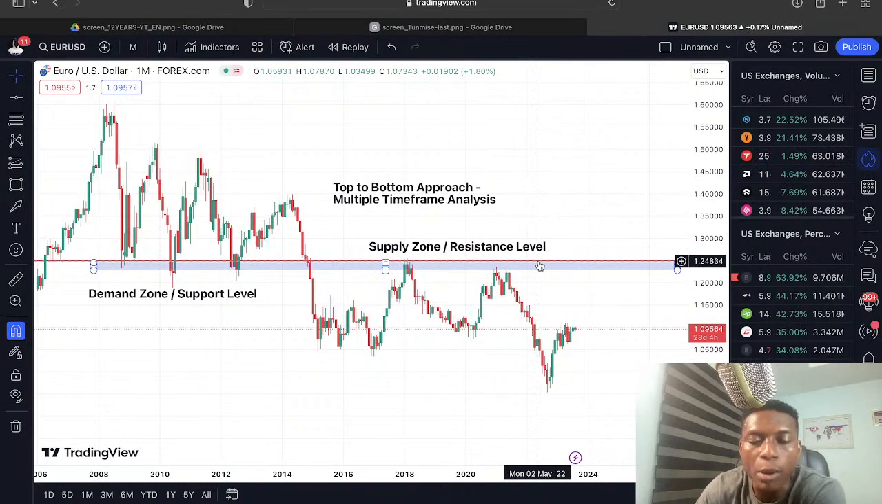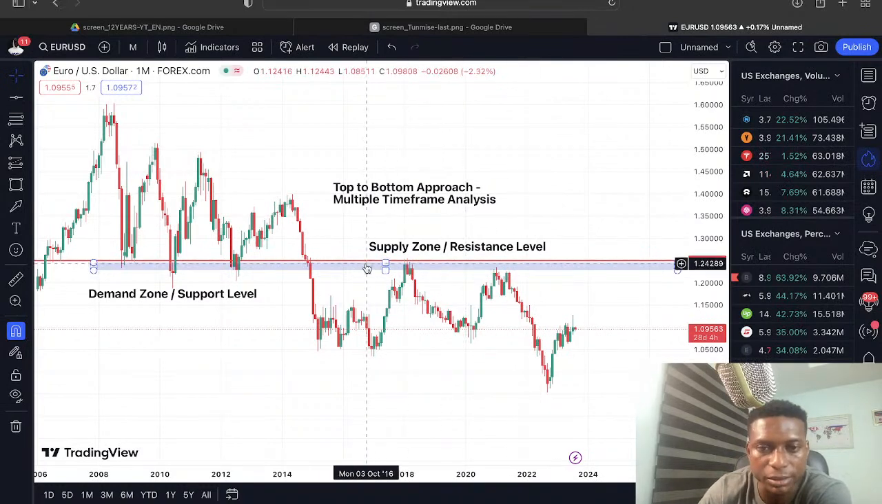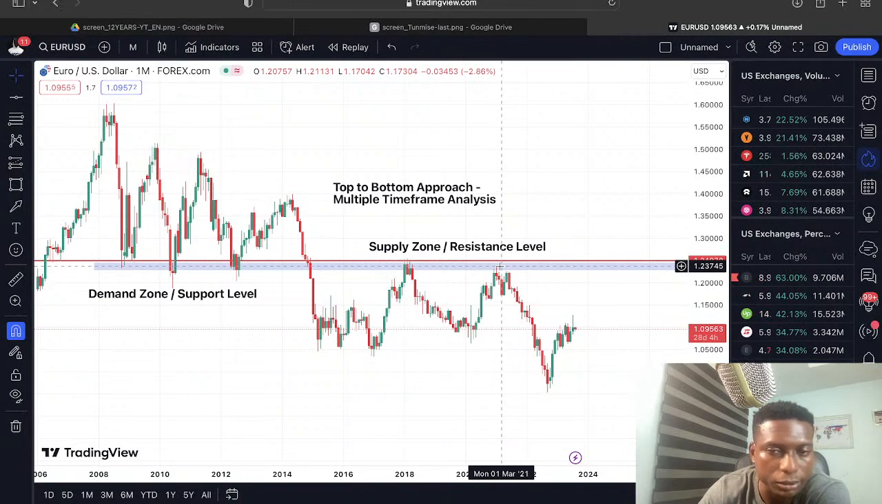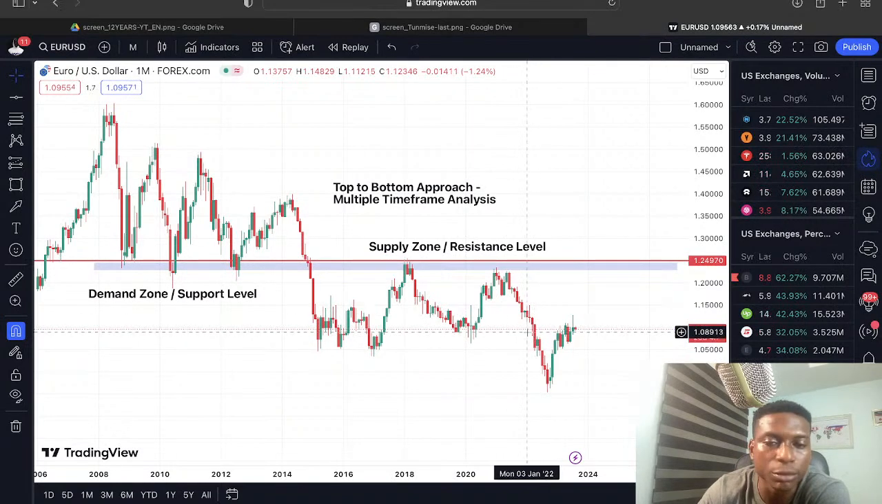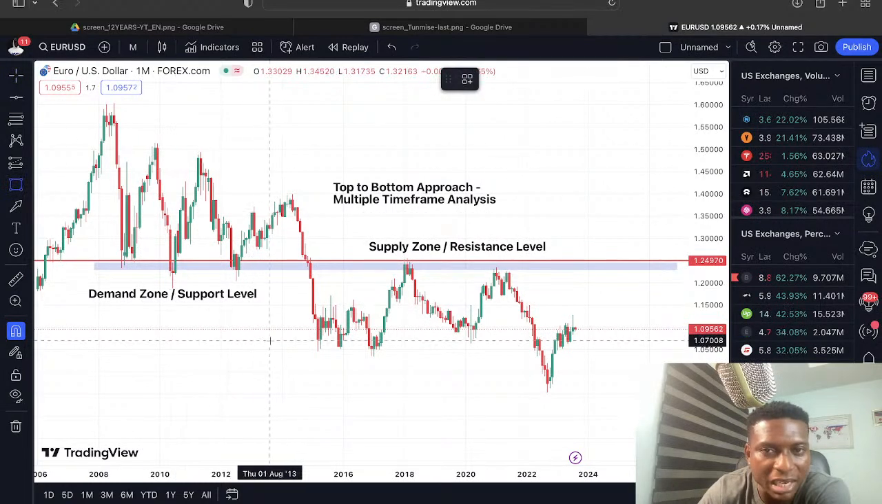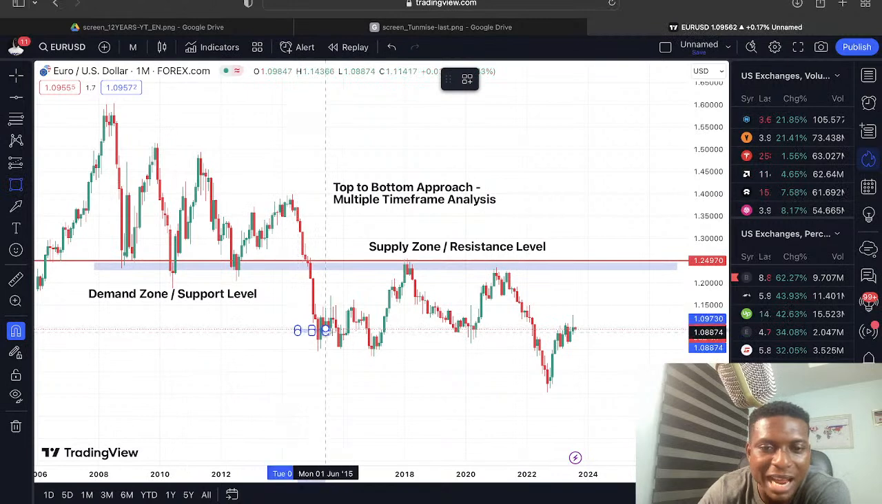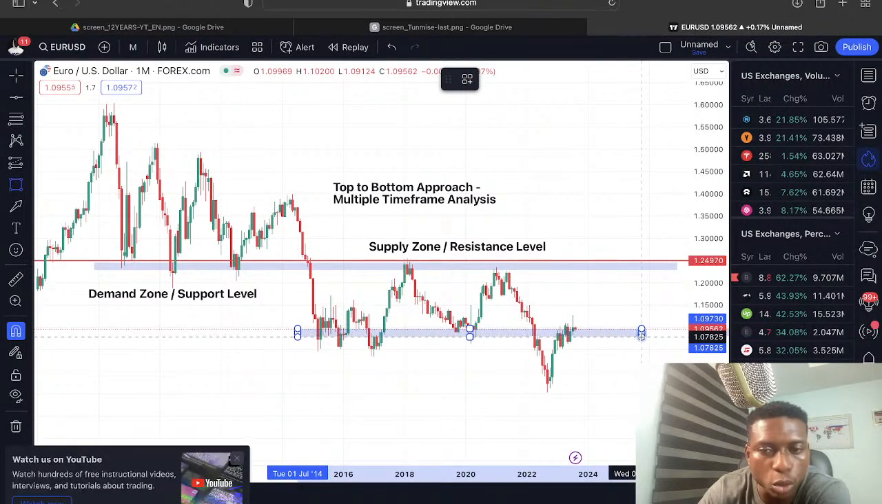And we could see how it obviously resisted price. We see how it obviously resisted price here, and here likewise. Price went up, came down, went up, came down, and broke through this level. Because if you observe clearly, you discover that another support zone built up at this level.